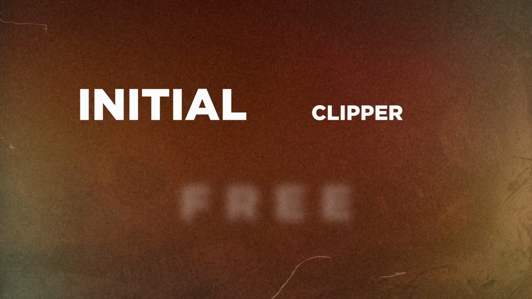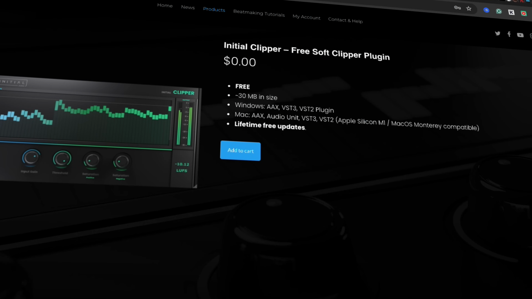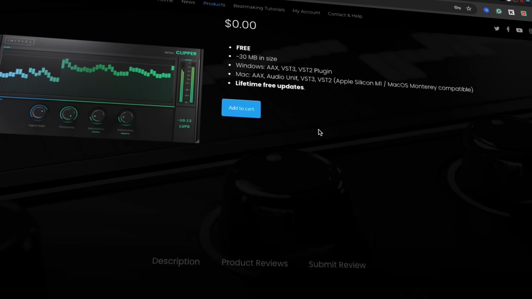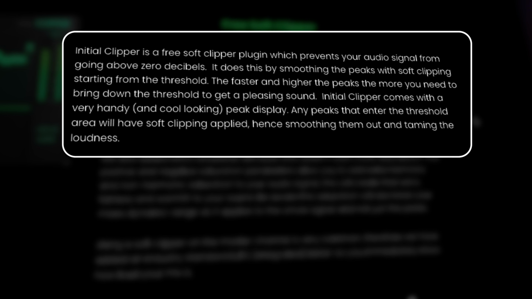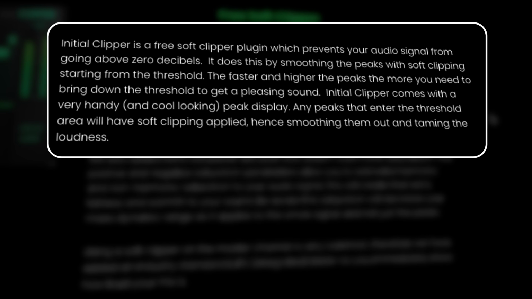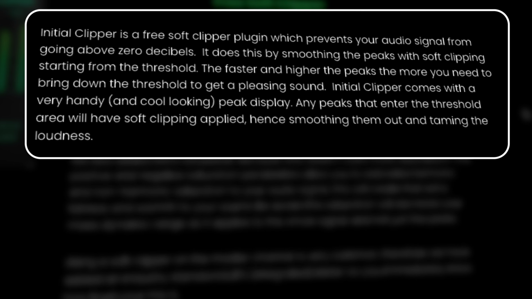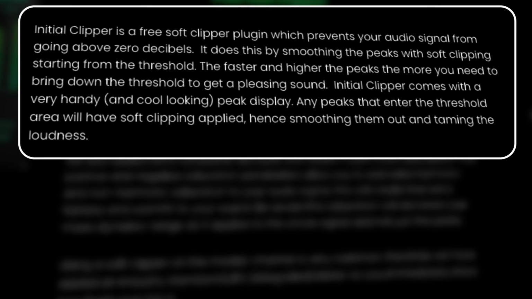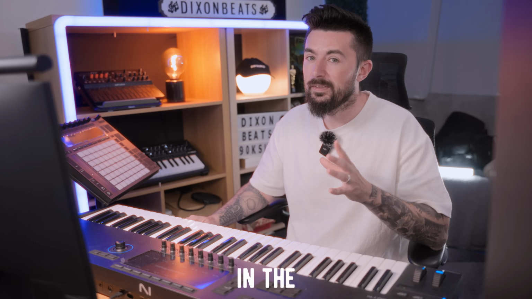Up next, over at Initial Audio, they have the Initial Clipper, which is a free soft clipper plugin. This will work with a lifetime of free updates as well. Initial Clipper prevents your audio signal from going above 0 decibels. It does this by smoothing the peaks with soft clipping, starting from the threshold. The faster and higher the peaks, the more you need to bring down the threshold to get a pleasing sound. If you do want this, I'll leave it with everything else in the description below.